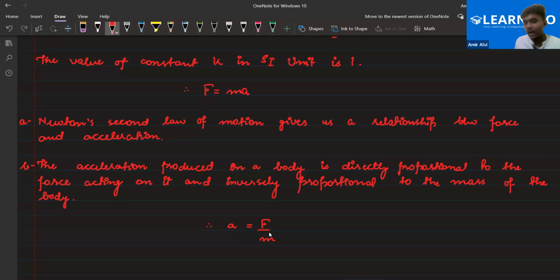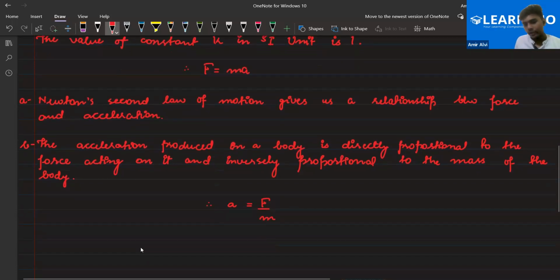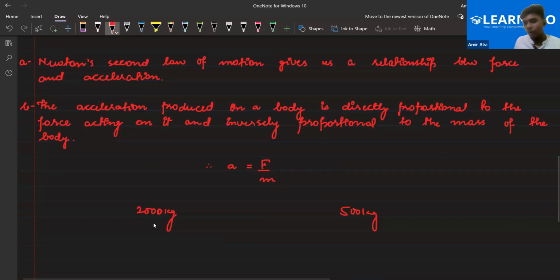Suppose you are taking a body of 2000 kg and another of 500 kg, and you apply the same amount of force F on both. Which one will produce higher acceleration? The 500 kg body, because if you substitute the value of M as 500, the denominator is small in comparison to 2000. The higher the denominator, the lower the fraction. If you increase the denominator, the fraction will decrease automatically. Right, everyone?